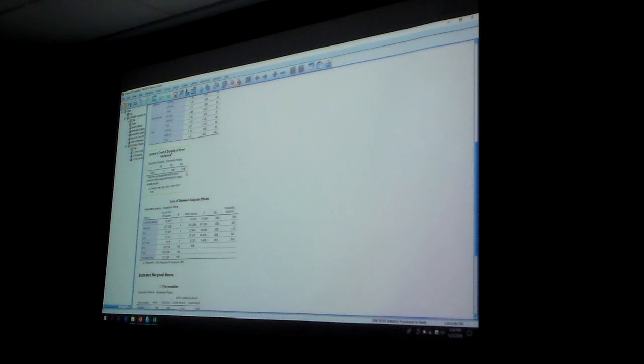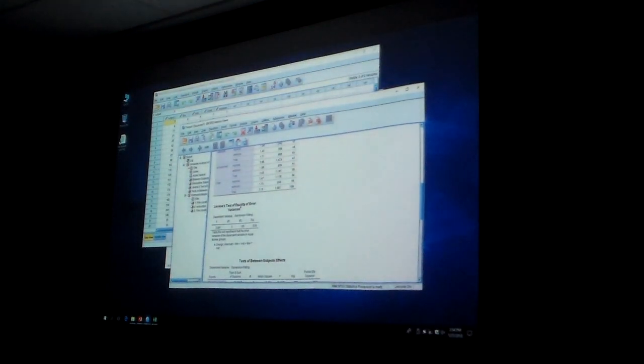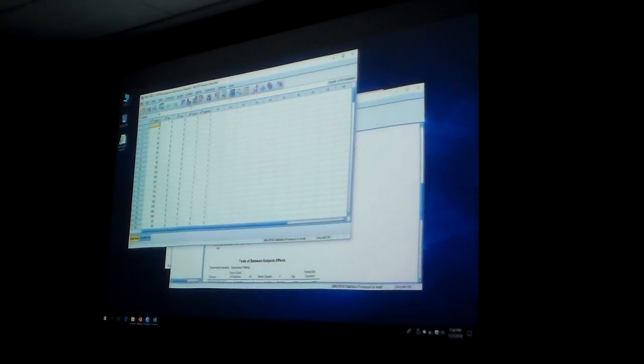So what I'm going to do, after looking at this, I'm going to say, all right, I want to look at the impact of instruction condition on expression at each level of my film. So I'm going to go to Data, Split File, and I'm going to split the file by film condition.